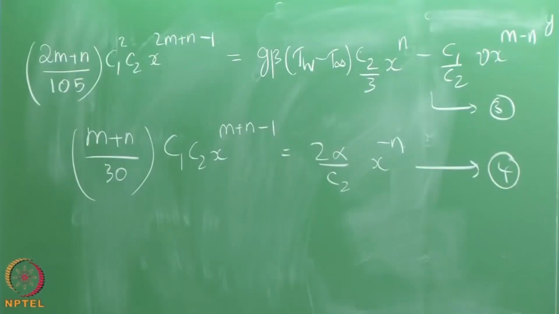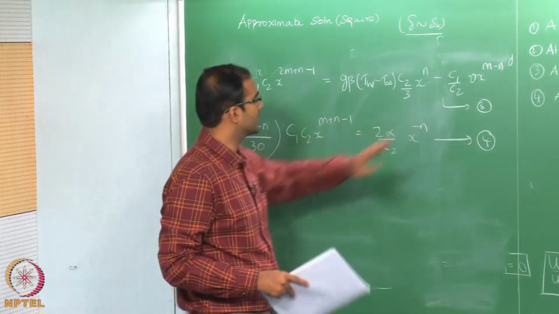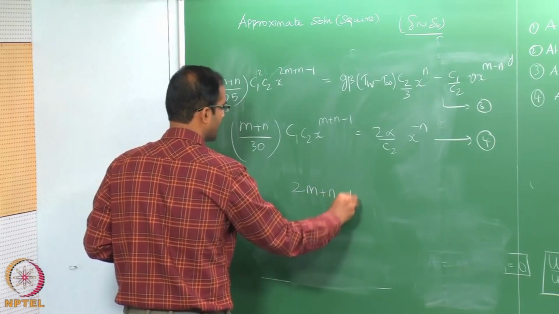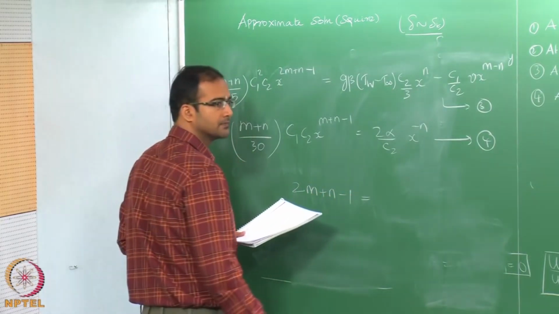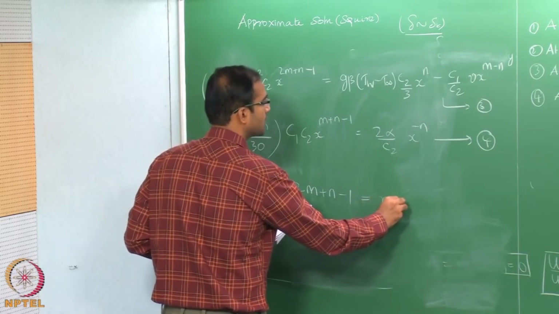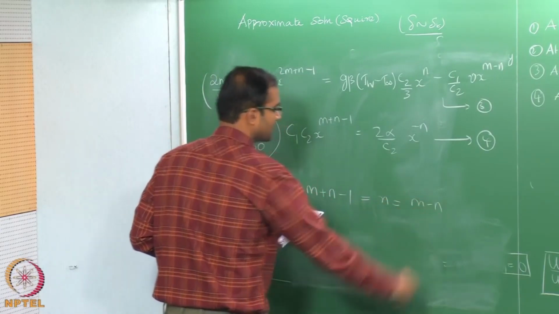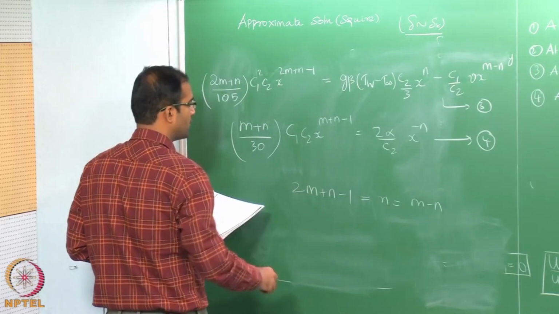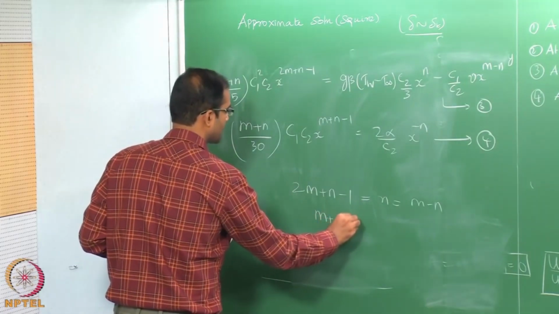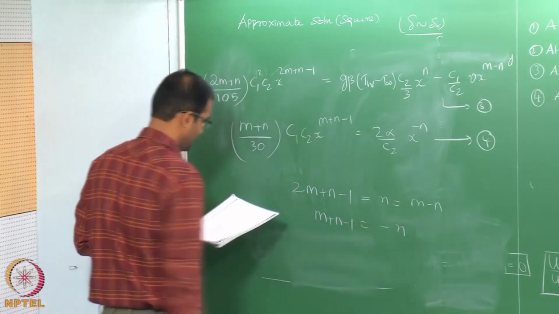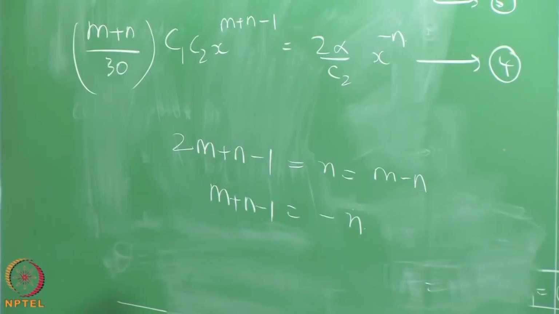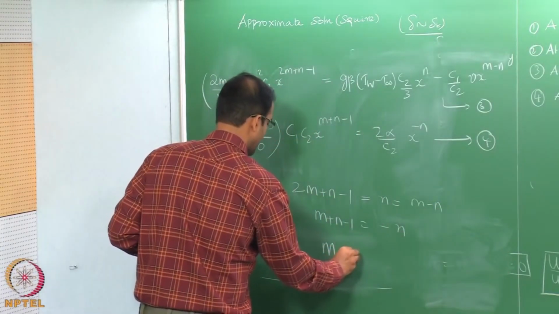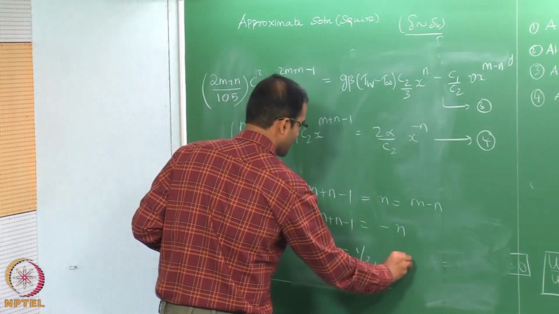So, from this, in order to make sure that they are dimensionally consistent, from equation 3 what is the condition? 2m plus n minus 1 should be equal to n, which should also be equal to m minus n. Okay. Now from equation number 4, m plus n minus 1 should be equal to minus n. Okay. So if you solve this, you will be able to satisfy this with values of m equal to 1 by 2 and n equal to 1 by 4.